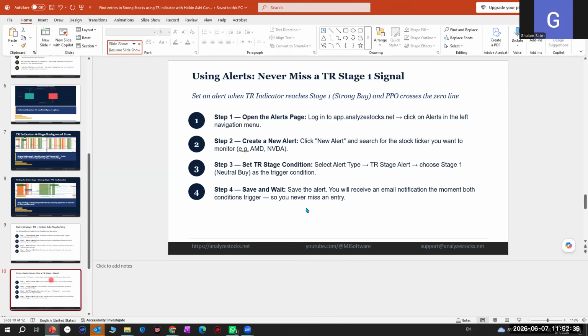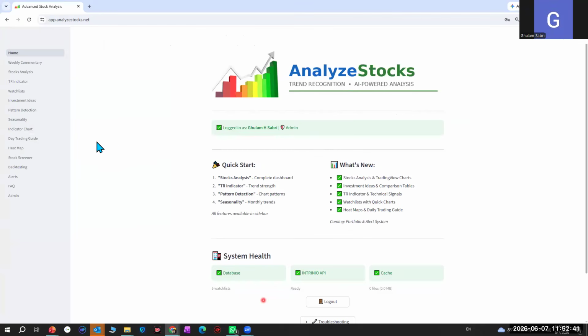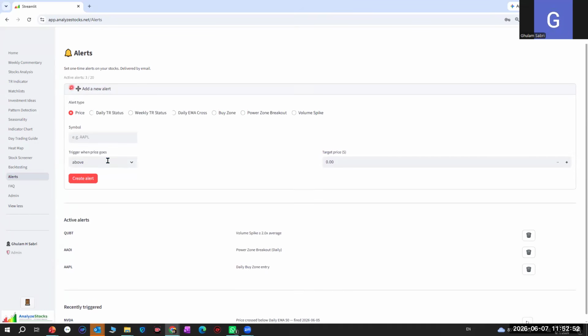Now, how do we know that it's time to enter a stock? If you go back to our Analyze Stocks page, the customers who have access to this software have an alerts page here. In alerts, you can add a new alert on any stock on these parameters, these indicators like price, daily TR status, weekly EMA cross. I will add a PPO zero crossover very soon. Buy zone, power zone breakout, and volume spike.